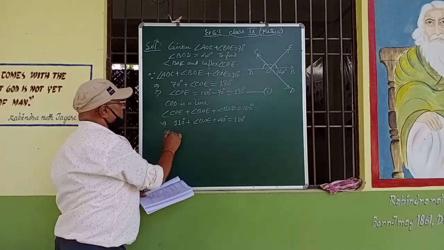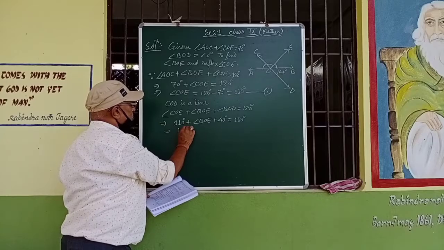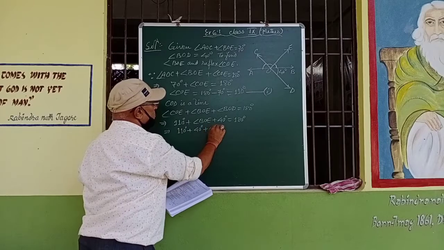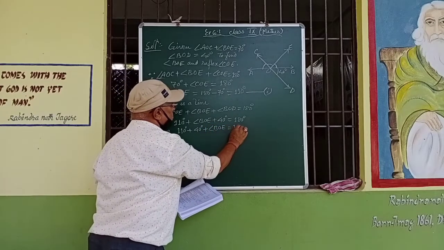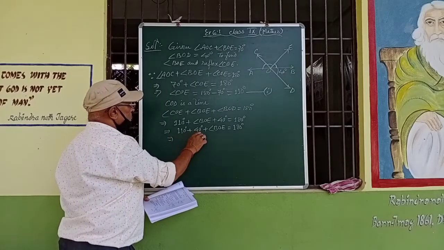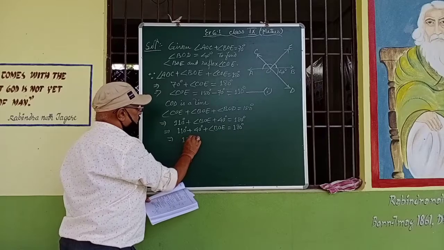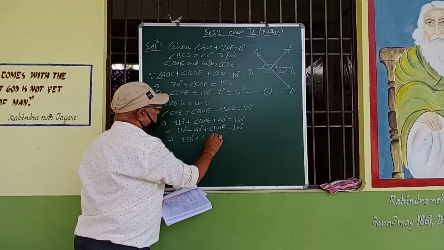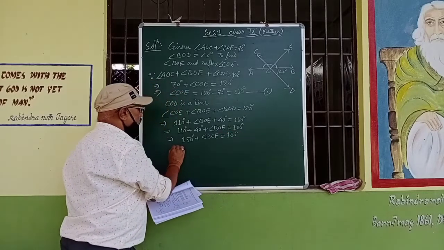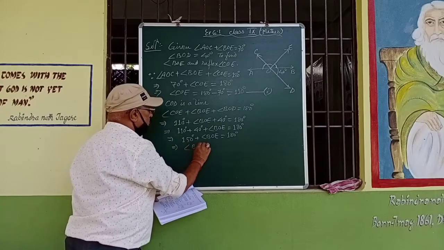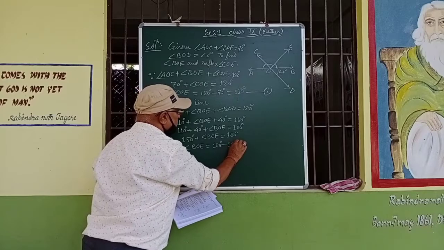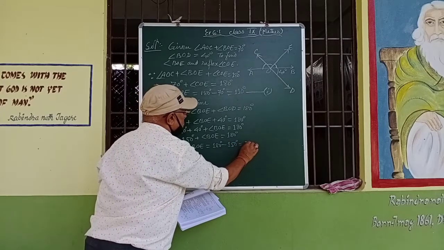So 110 plus 40 plus BOE is equal to 180, or these two, 110 and 40, is equal to 150 plus BOE is 180, or BOE is equal to 180 minus 150 is equal to 30 degree.